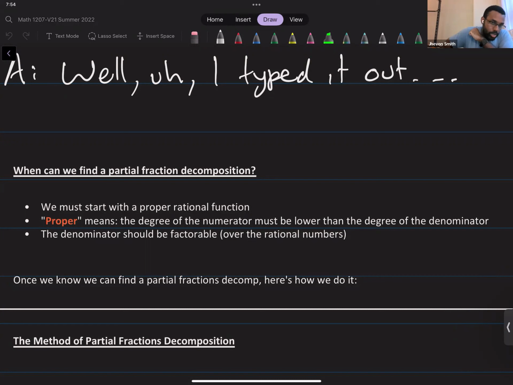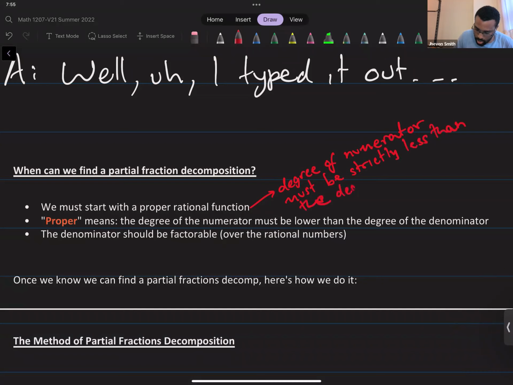But when can you actually do this? When can you do a partial fraction decomposition? There are some conditions that you need to be fulfilled. So first of all, you need to start with a proper rational function. And what that means is that the highest degree of the numerator must be, well, strictly less than the degree of the denominator.